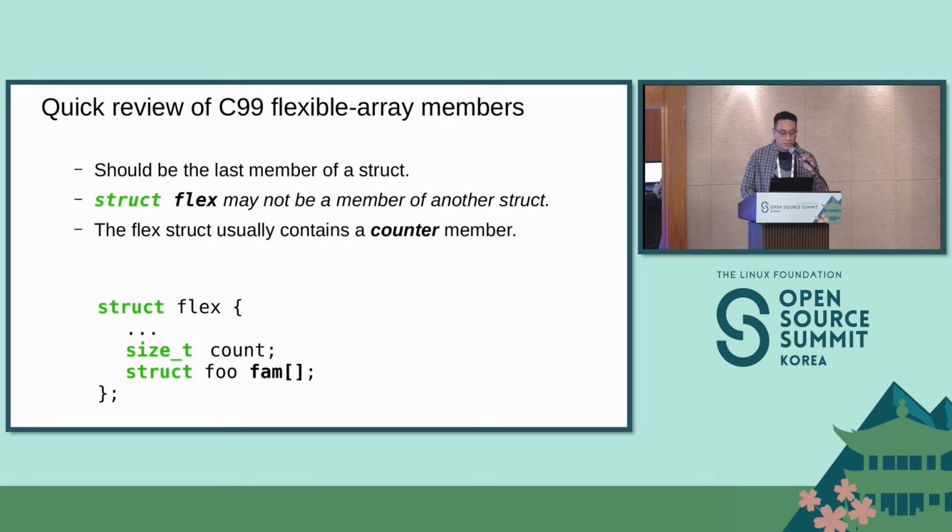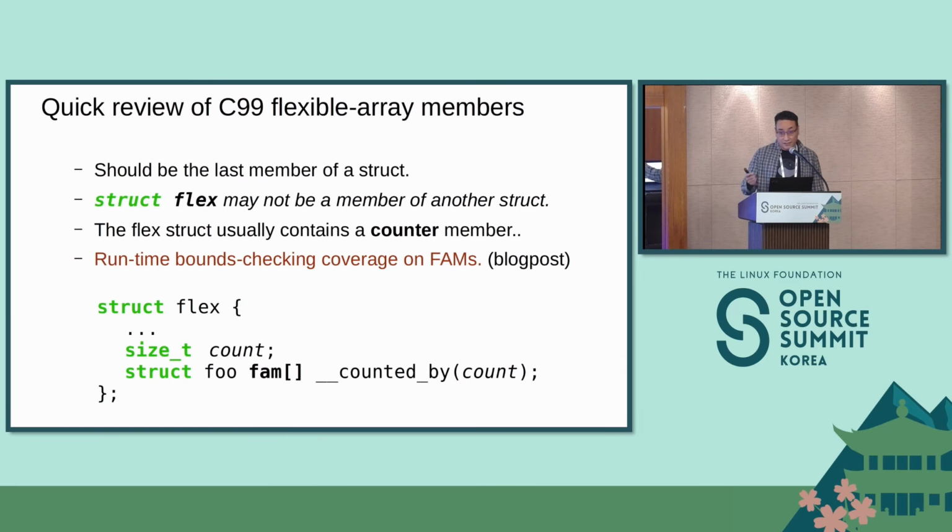Usually, when we need to implement a flexible structure, it is recommended to include a counter member. We use this variable to hold the total number of elements our flexible array member is going to contain at some point at runtime. And in recent times, we've been annotating every single instance of a flexible array member in the Linux kernel with the counted_by attribute. This attribute brings runtime bounds checking coverage to flexible array members. This is a link to a blog post I wrote last year. If you want to know more about this attribute, just take a look.